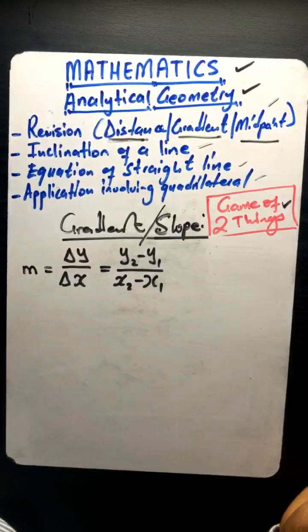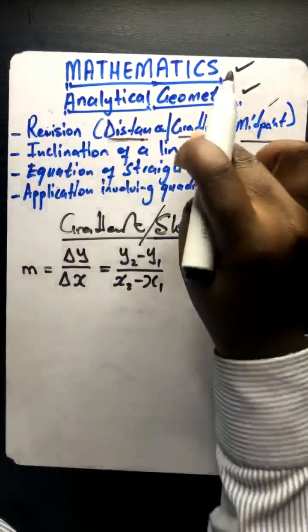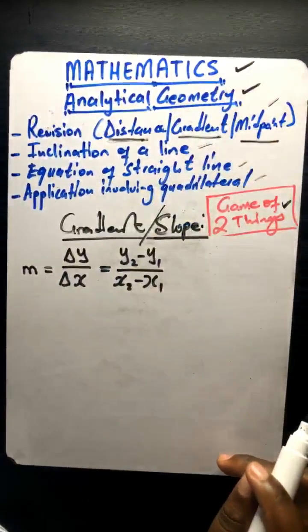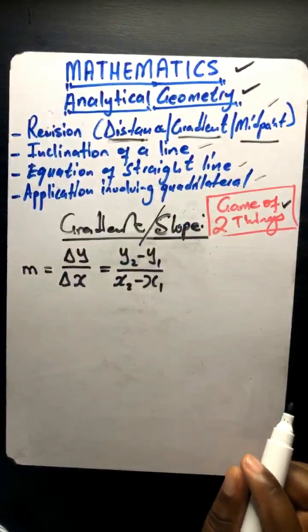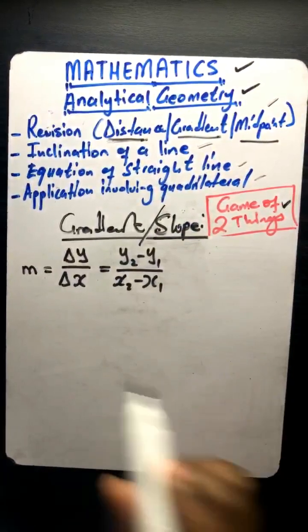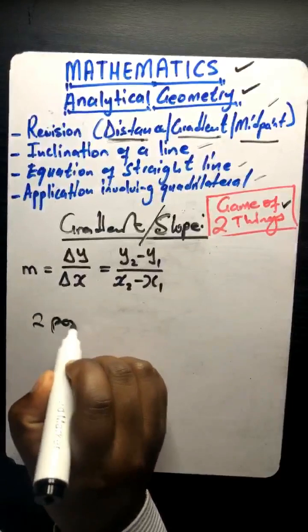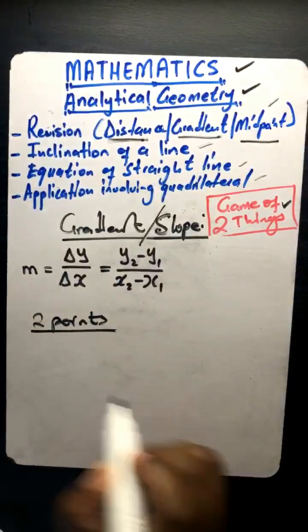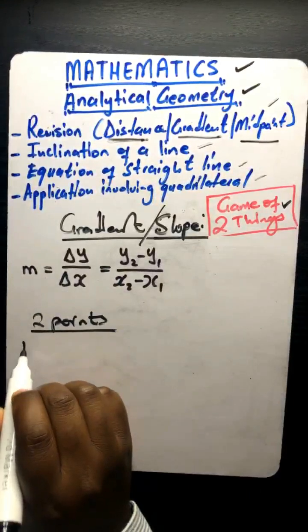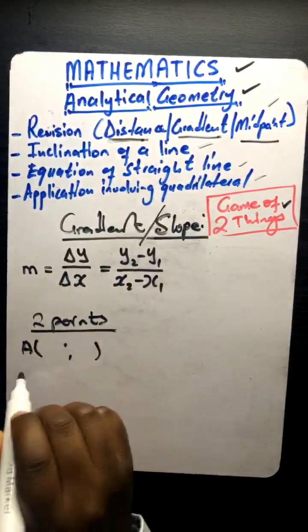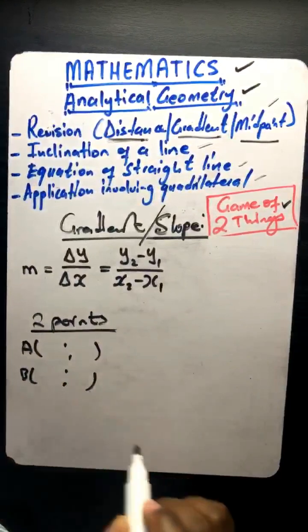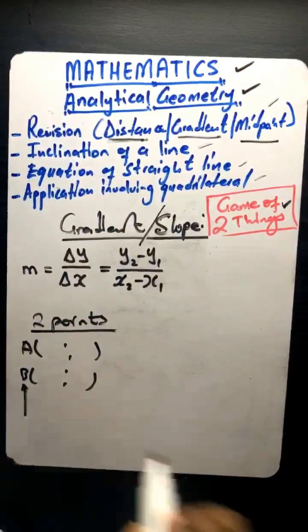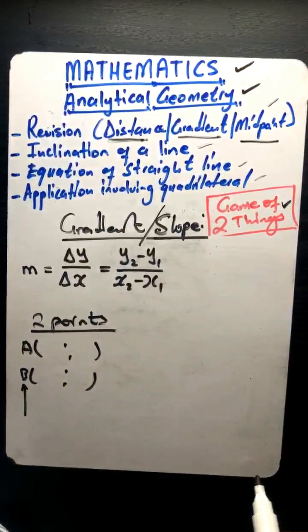Okay, analytical geometry, a game of two things, meaning the moment you start seeing yourself using the gradient formula, just know that you must be having two things. What are those two things? It's either you've got 2 points. Remember, it doesn't matter whether it's the coordinates of point A and the coordinates of point B. In terms of the letters, they can use any letter.